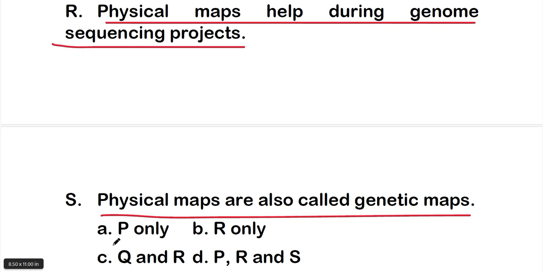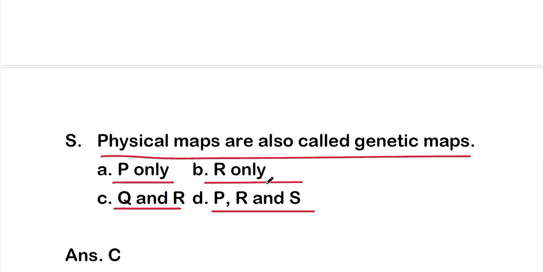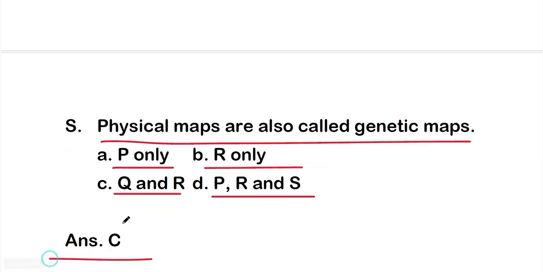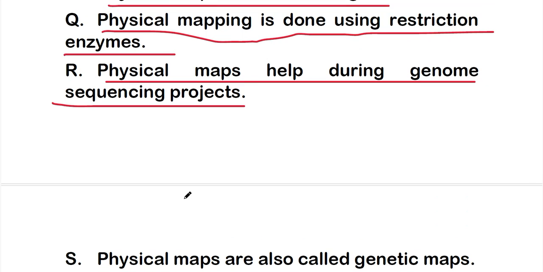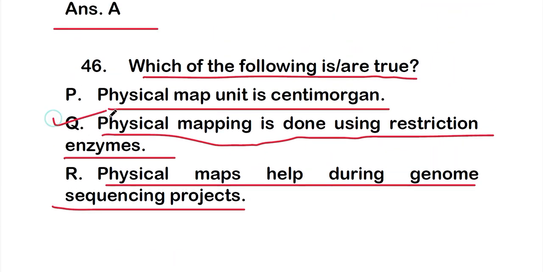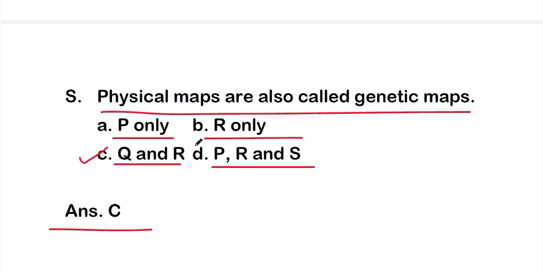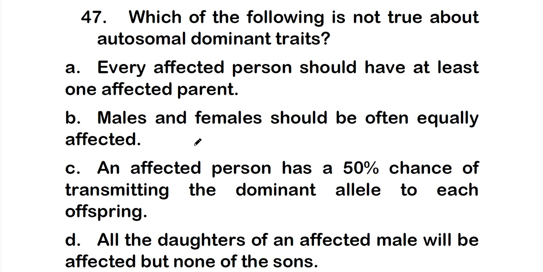So the options are option A, P only, or option B, R only, option C, Q and R, or option D, P, R and S. So the right answer is option C, Q and R. Physical mapping is done using restriction enzymes and physical maps help during genome sequencing projects. Okay, so these two statements are correct. Let's move on to the next question, question number 47.